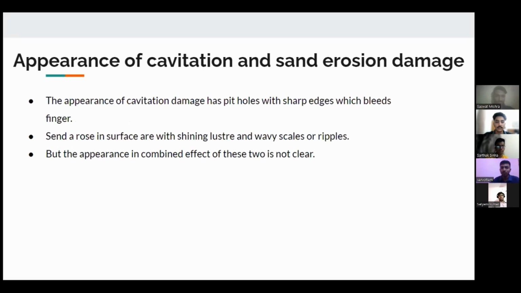How does the appearance change if cavitation happens, along with sand or erosion damage? It causes pitting hole formation over the surface of the turbine blades and the overall hydraulic system, which causes roughness and injury to the surface, and injury to the person.